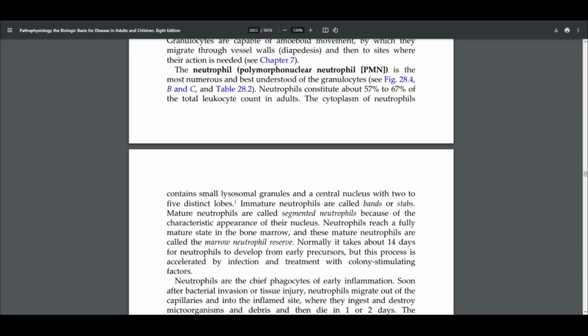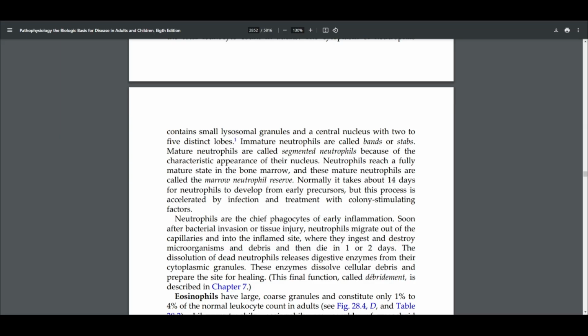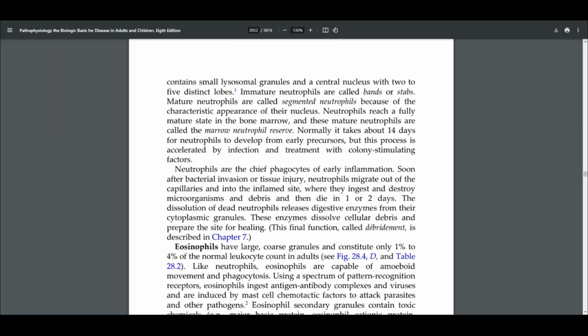Neutrophils reach a fully mature state in the bone marrow, and these mature neutrophils are called the marrow neutrophil reserve. Normally, it can take up to 14 days for neutrophils to develop from early precursors, but this process is accelerated by infection and treatment with colony-stimulating factors.